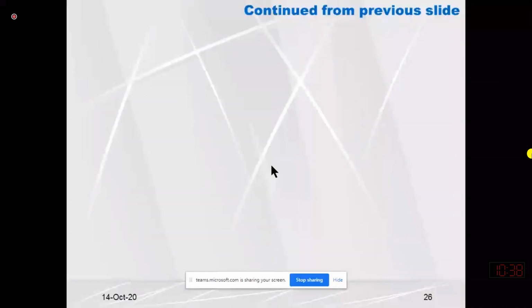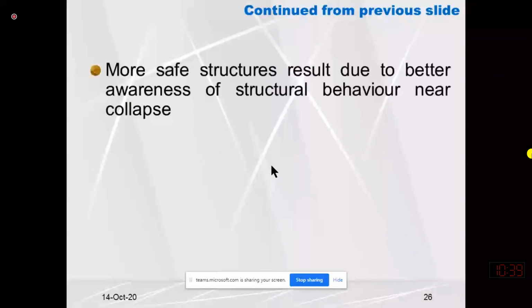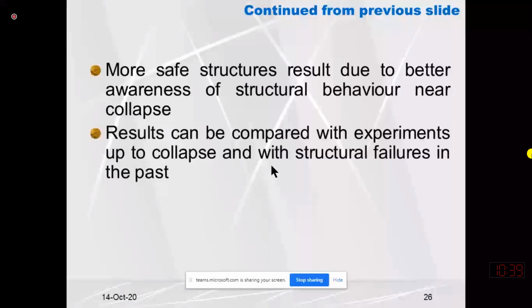It is a safer structure result due to the better awareness of structural behavior near collapse. Actually, near failure, we can estimate what type of failure may occur. In bending failure, the maximum bending moment stress will occur at the point where the moment is maximum, but all the other parts will remain within the elastic range. So we can directly predict some failures also. Results can be compared with experiments up to collapse and with structural failures in the past.